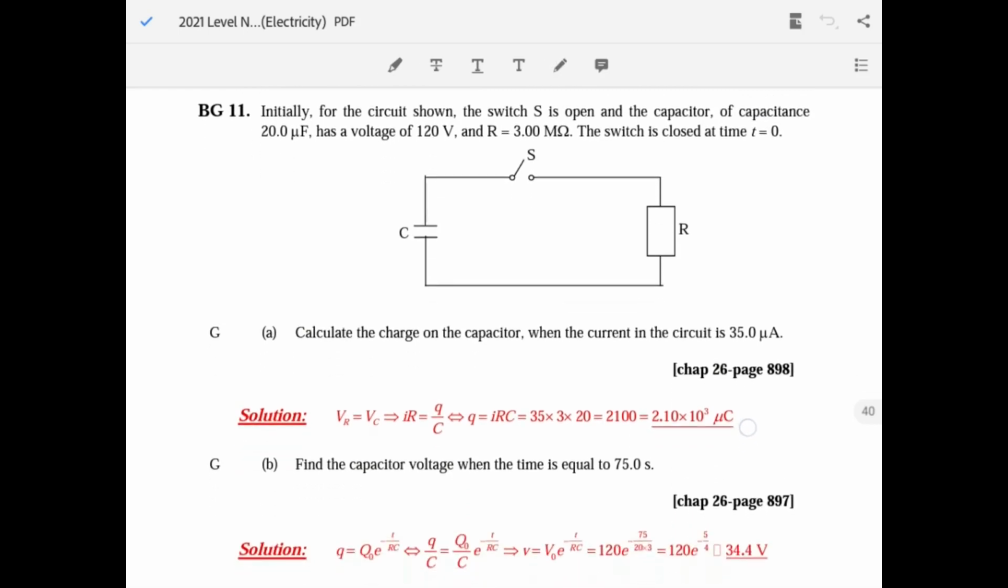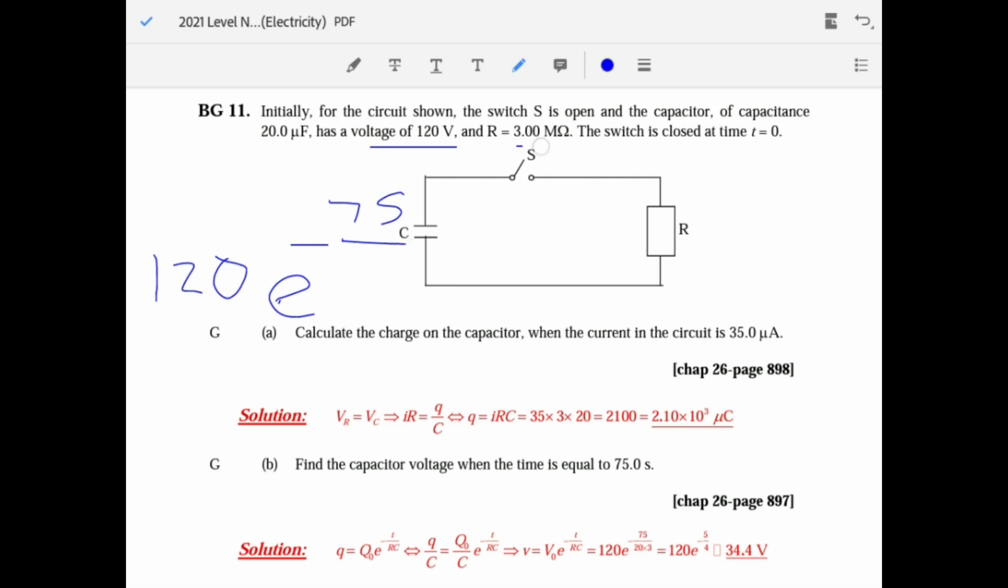Actually, you have the given, that's 120 there. You have the voltage, you don't have to do Q over C. So 120 e to the power minus 75 over RC. Now R is this, C is this, mega and micro cancel out, 20 times 3 is 60.